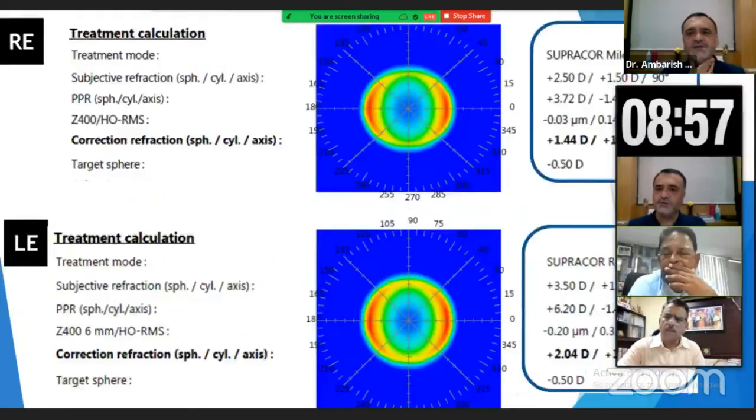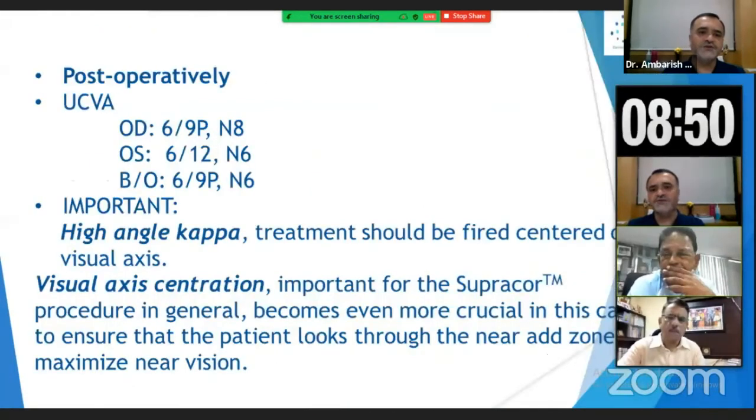So these were the treatment calculations done. And post-operatively, the uncorrected visual acuity was 6/9 partial and 6/12 respectively. And with both eyes post-operatively, near vision was N6. Individually, if you look at it, then we were able to provide him N8 and N6. A high angle kappa, you always have to keep in mind whenever you are treating hyperopic patients. Visual axis centration is the normal thing. Whenever I see the kappa reading and everything, I focus on it while doing the Supracore treatment in typically hyperopic patients.